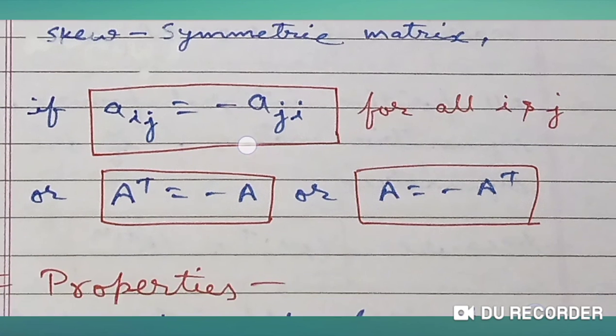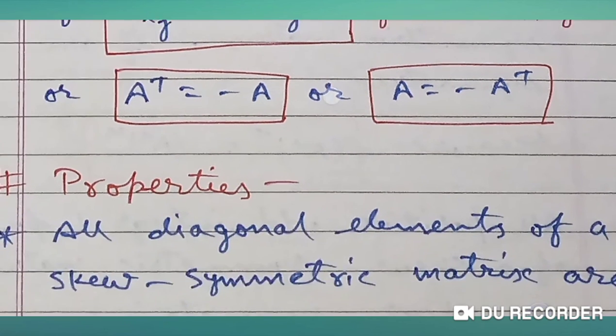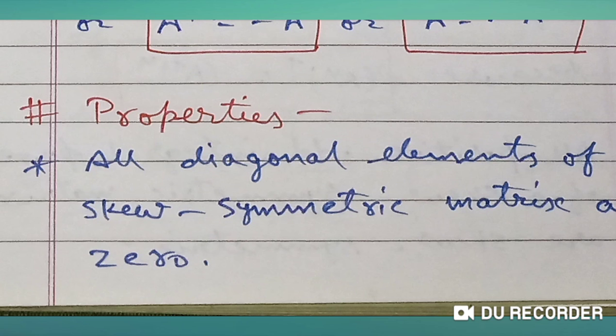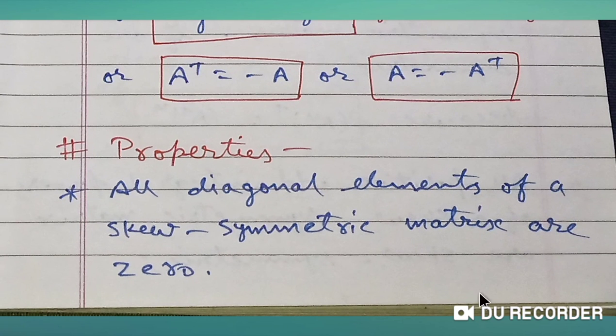Now coming to the next point, there are some properties. What about the properties? This property says that all diagonal elements of a skew symmetric matrix are 0. So this is a property. This says that if there is a skew symmetric matrix, then all its diagonal elements will be equal to 0.